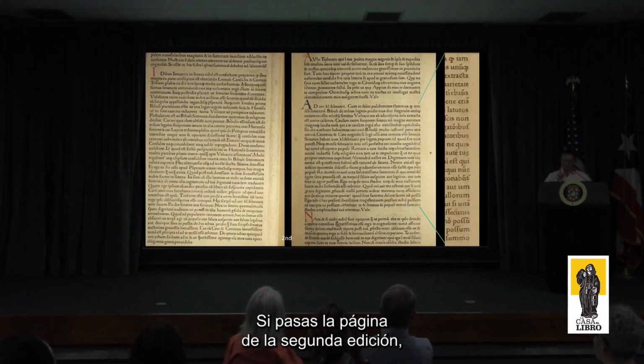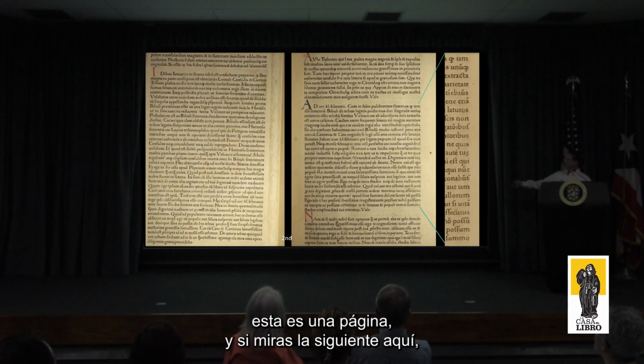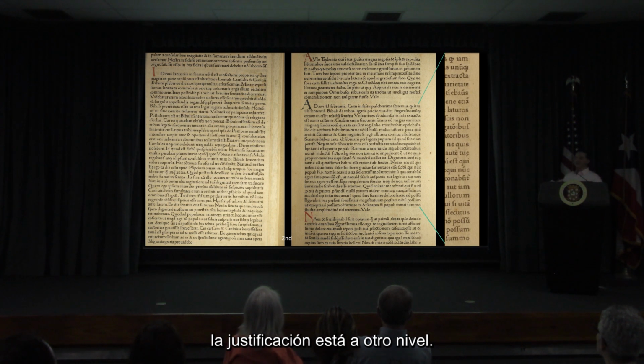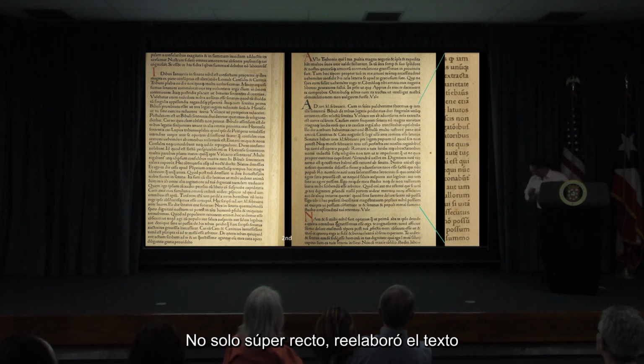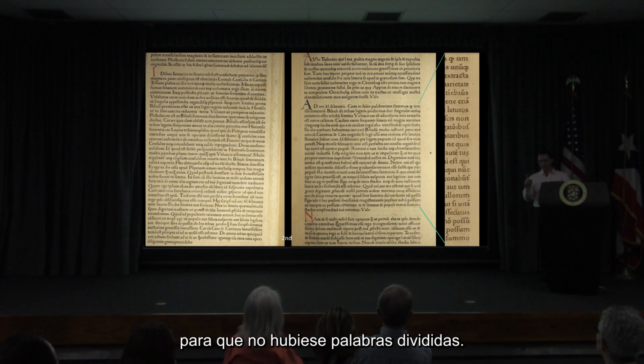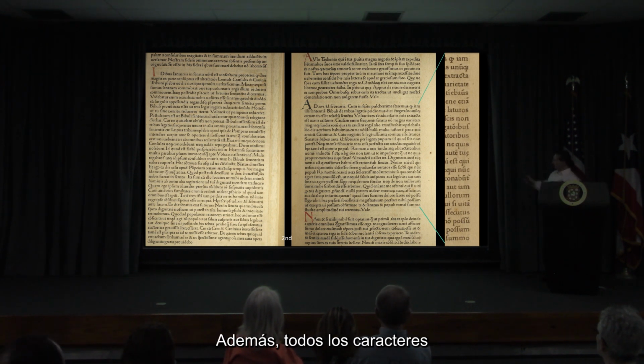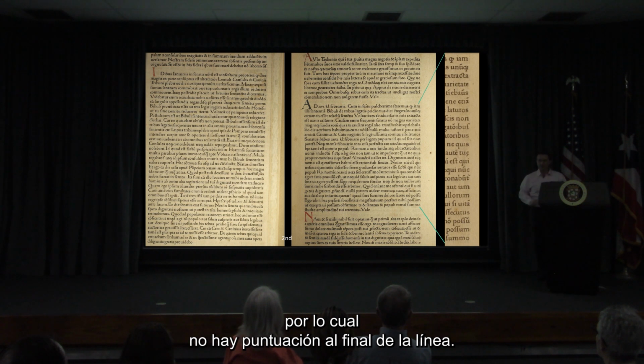If you then turn the page of the second edition, and you look at the next one here, justification is done on a different level. Not only super straight, he reworked the text so that no word would be broken. On top of it, all of the characters have a definite presence, so no punctuation at the end of the line.